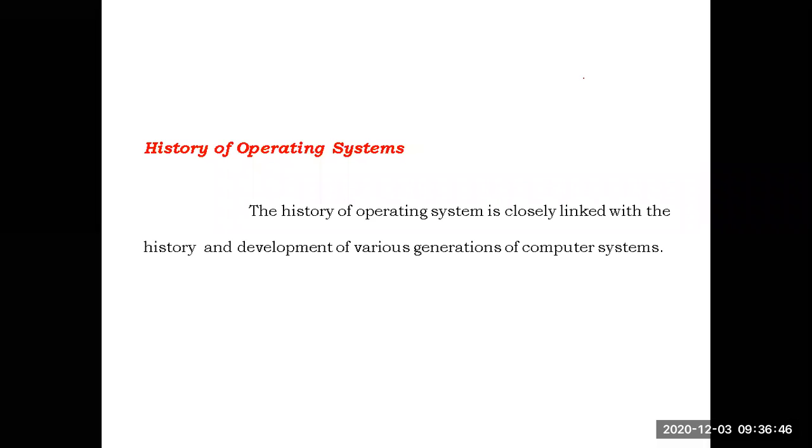First generation computers, second generation, third generation, fourth generation. Idea undi kadandi. Okay, the history of operating system is related to history and development of computers. With the development of computers, the OS is also developed along with them. That's why the history of operating system is closely linked with the history and development of various generations of computers.